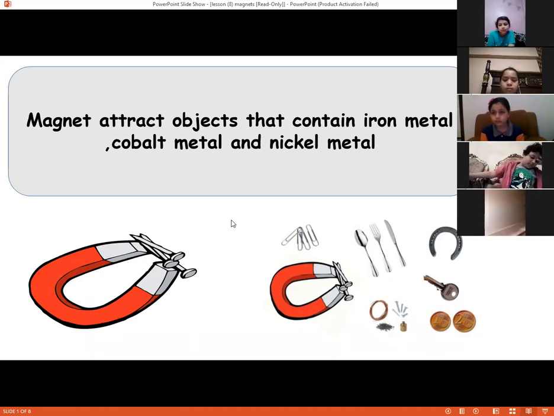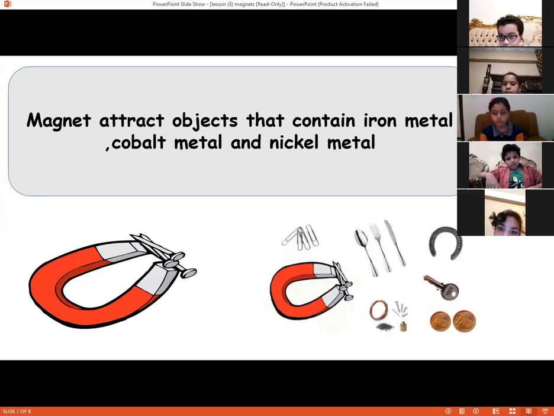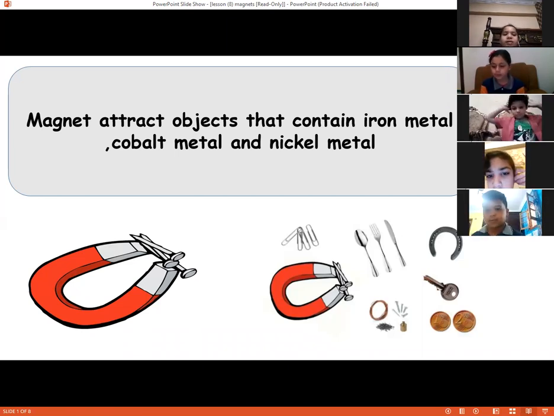So the first thing: the magnet attracts objects that are made of what? Iron, cobalt, nickel. Iron, cobalt, nickel. All of you understand? Yes. Hamza.